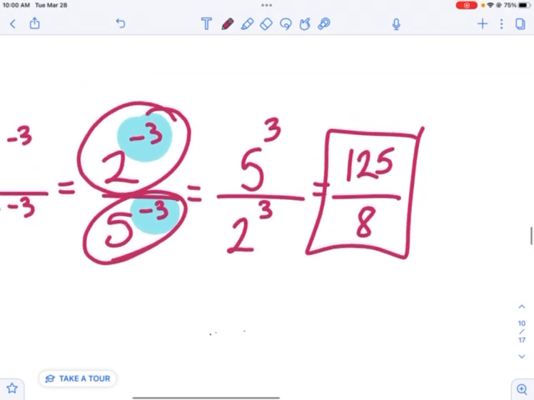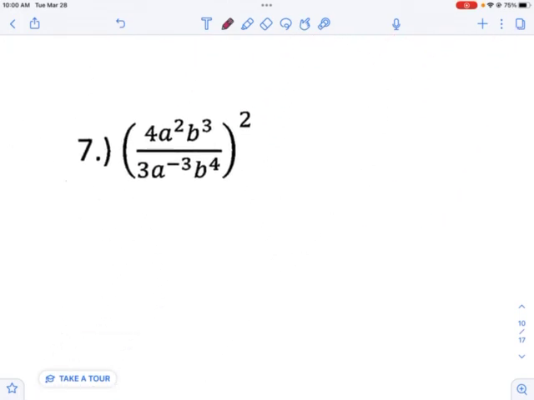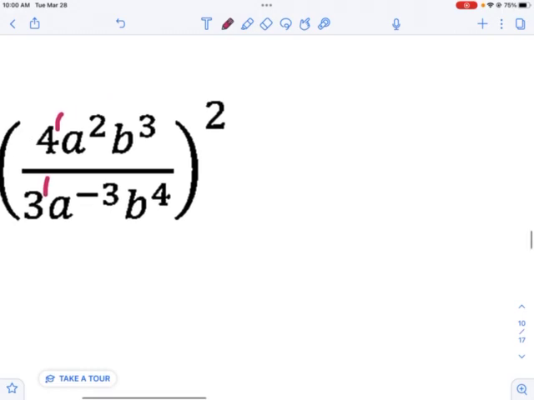All right, and so number one. We look at this, it looks pretty intimidating. All right, but we take it base by base. Put in any missing exponents. There should be 4 to the first and 3 to the first. And take it base by base.